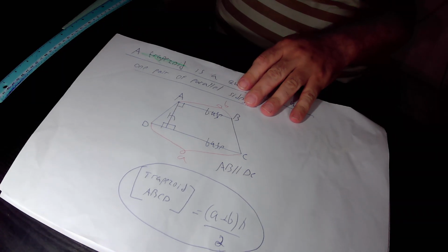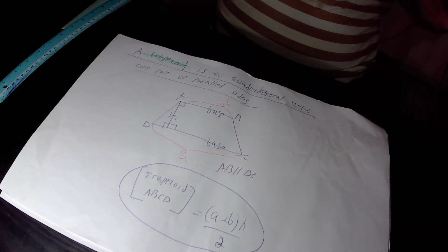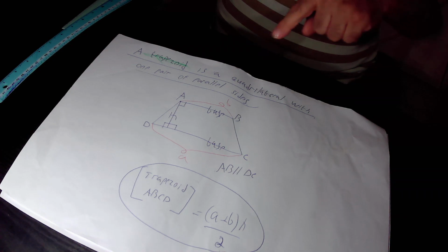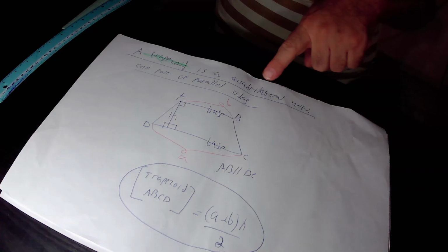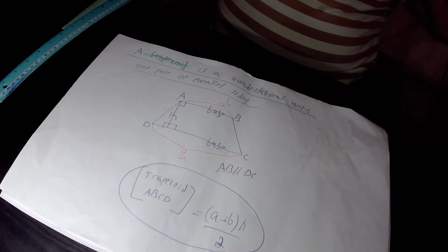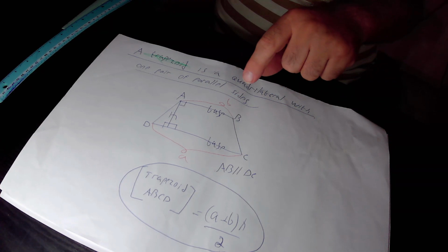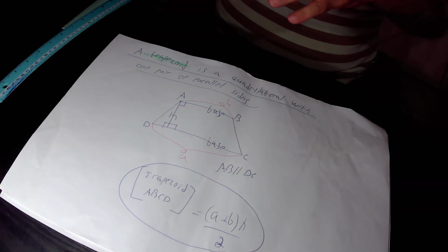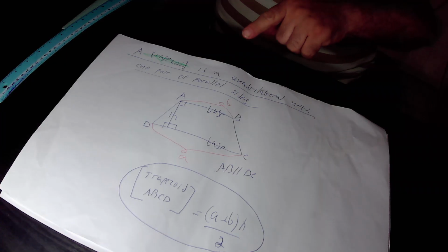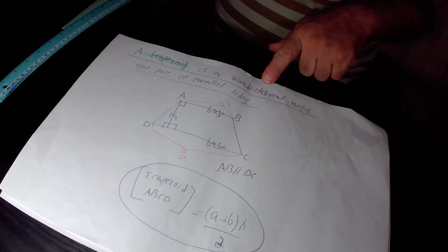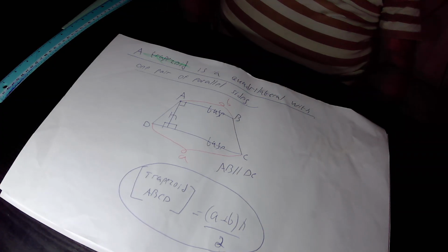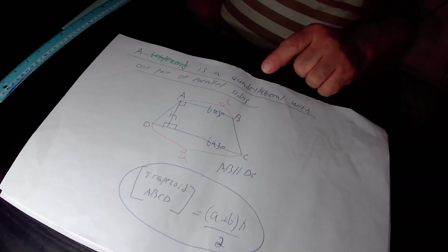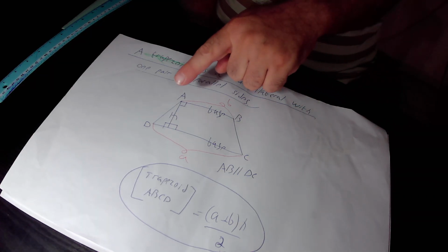This is trapezoid ABCD. Trapezoid ABCD is a quadrilateral with side AB that is parallel to the opposite side DC. Therefore, this quadrilateral with one pair of parallel sides is defined as a trapezoid. The two parallel sides, that is AB and DC, are defined as the bases of this trapezoid ABCD. So the first base is AB and the second base is DC.